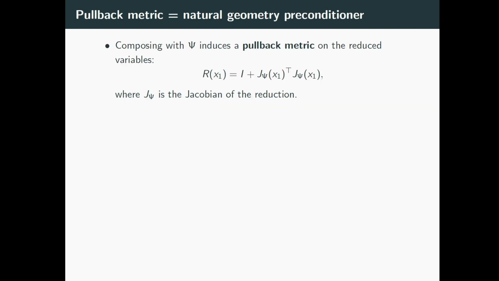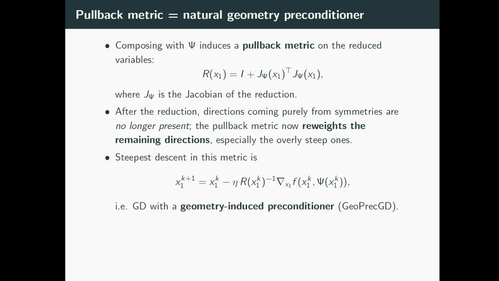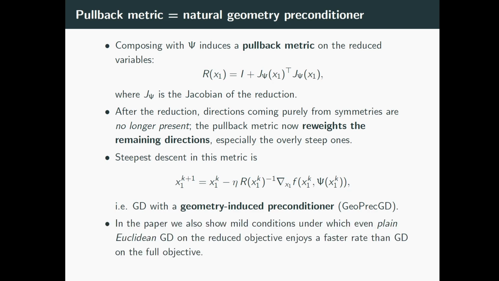Composing with a reduction induces a pullback metric R of the following form. After reduction, the pure symmetry directions are gone, and this metric now reweights the remaining directions, especially the overly steep ones. If we do steepest descent in this metric, we get a geometry-induced preconditioner. And the nice part is, under mild conditions, even plain Euclidean gradient descent on the reduced objective is faster than on the full one, simply because the reduced problem is better conditioned.